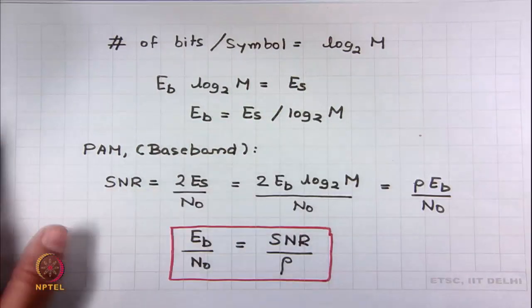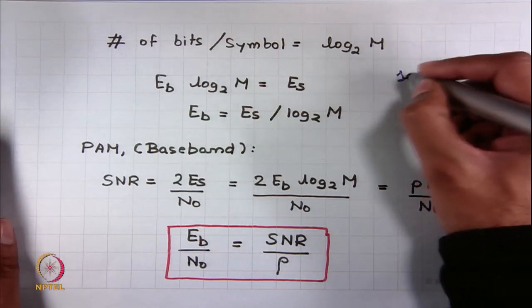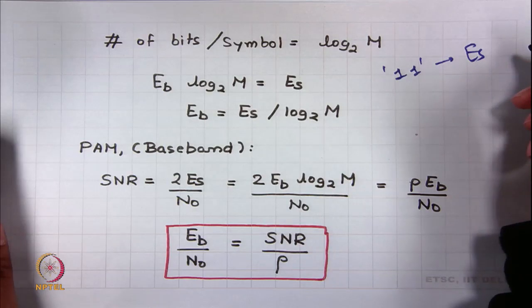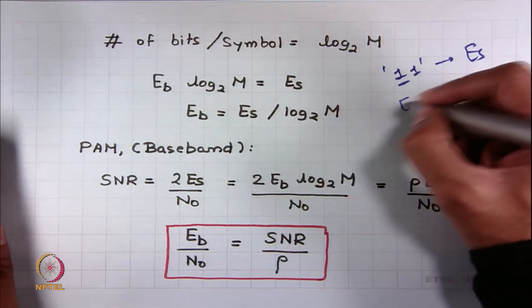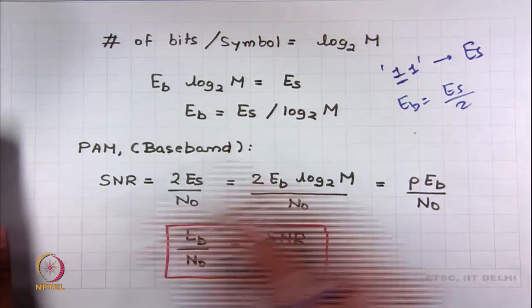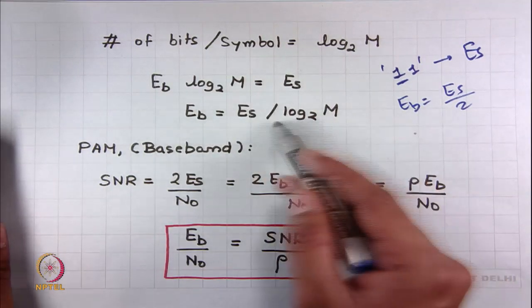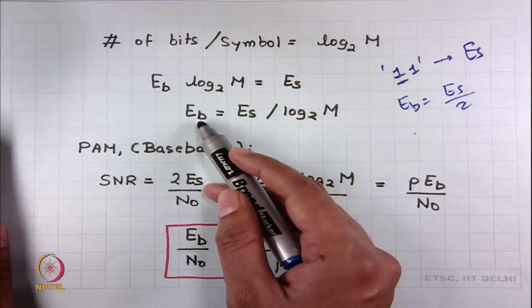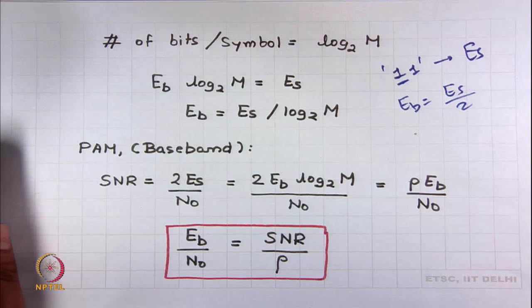For example, if you have 2 bits in a symbol, you get the energy of a symbol as Es. Per bit energy that you need to spend is Es by 2, the total number of bits. So Es, the symbol energy, is divided by the number of bits, which is log to m. So you get bit energy as Es by log to m.